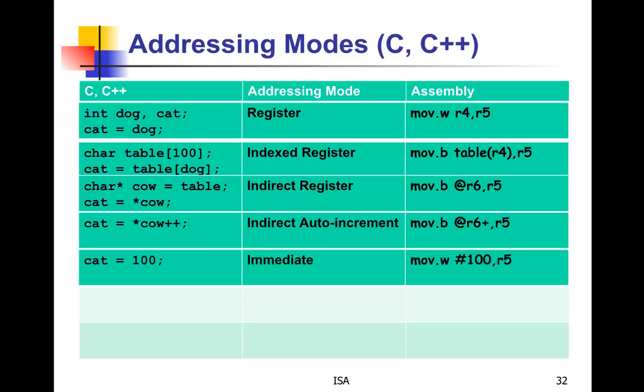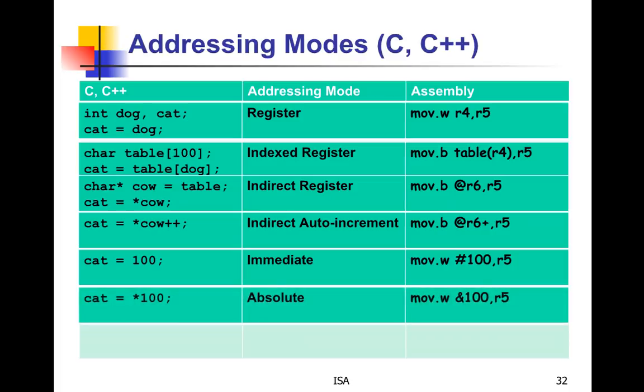And then we have immediate, we're putting an actual number into cat, and over here we're moving immediate 100 into register 5. And then we have absolute, so we're loading cat with whatever's in the address at address 100. And over here in absolute, it's an ampersand 100 instead of a star 100. That means whatever's in the address 100, move that into R5.